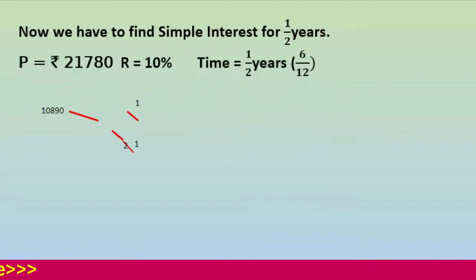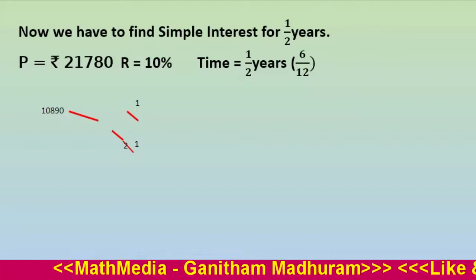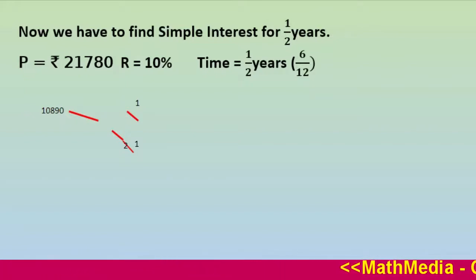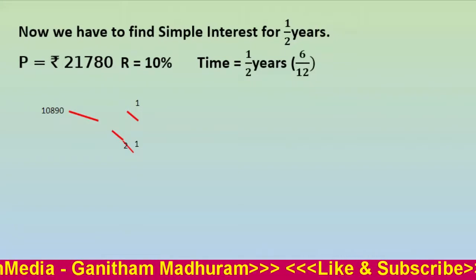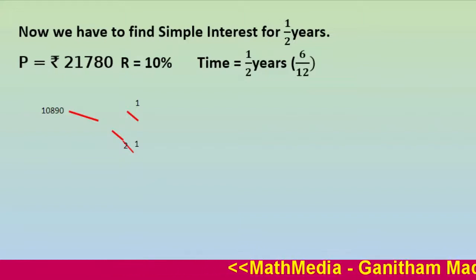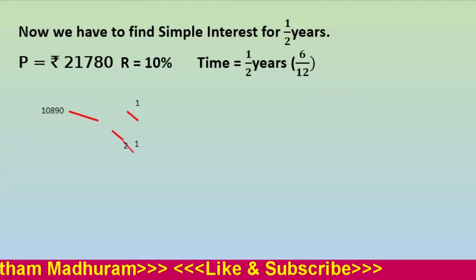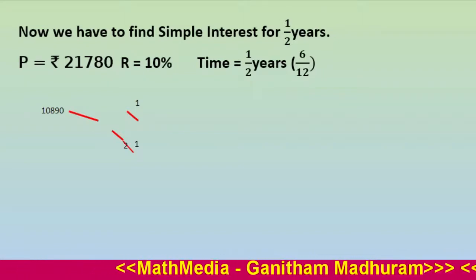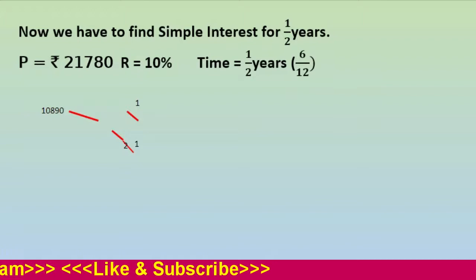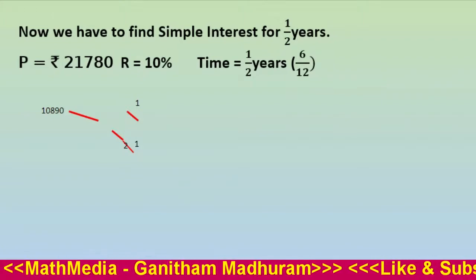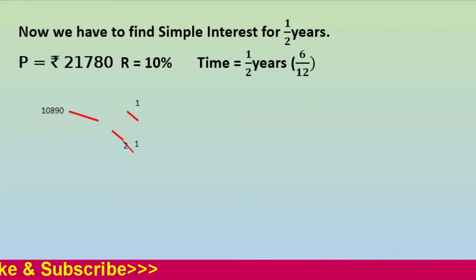Now we have to find simple interest for half year. In this case, we have to take the principal as the compound amount. We already found that one only. That is 21,780. R is having no change. It is 10% only. Time period will become half year. We already calculated with the 2 years. The time given in the question is 2.5 years. 2 already calculated. So half year, that means 6 upon 12. Because while calculating simple interest, 6 months can be represented in years by writing 12 as the fraction.